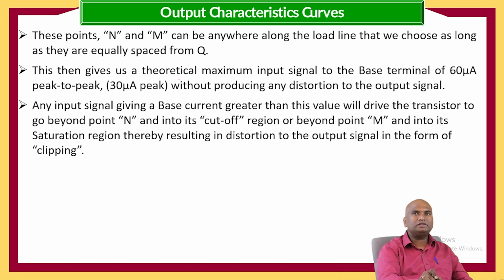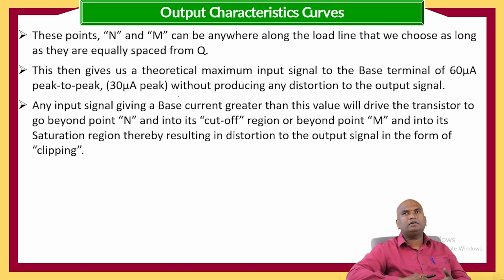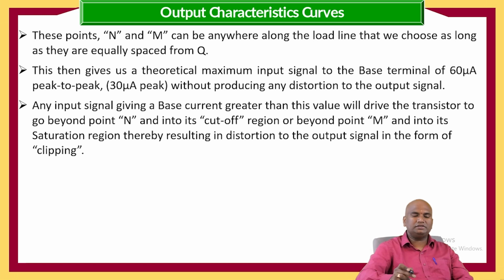This then gives us a theoretical maximum input signal to the base terminal of 60 microamperes peak to peak, 30 microamperes peak. Here we have the 60 microamperes peak to peak value and the 30 microamperes peak value. That is, from positive to negative, the current is 60 microamperes, and only the positive or only the negative peak value is 30 microamperes, without producing any distortion to the output signal.